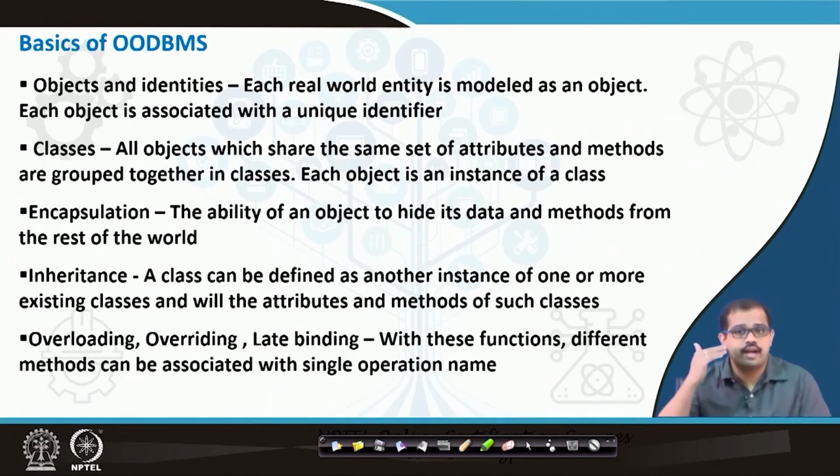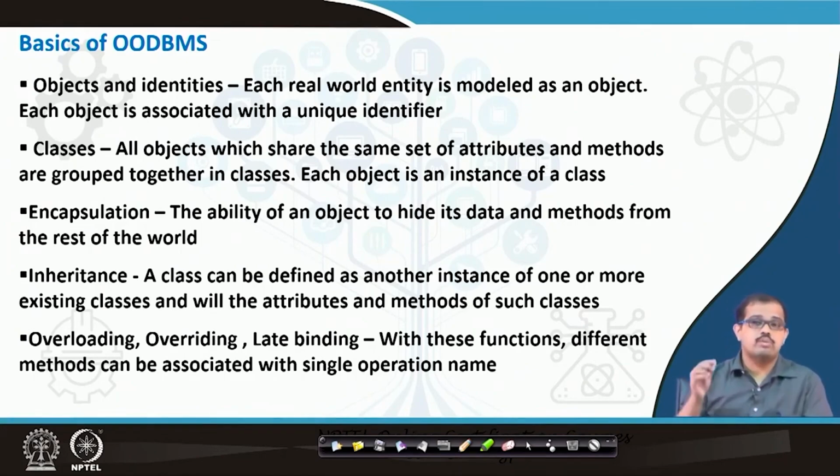And as in object oriented programming, you have classes here. All objects which share the same set of attributes and methods are grouped together in classes. Each object is an instance of a class. And then the ability of an object to hide its data and methods from the rest of the world is done using encapsulation in an object oriented database management system.